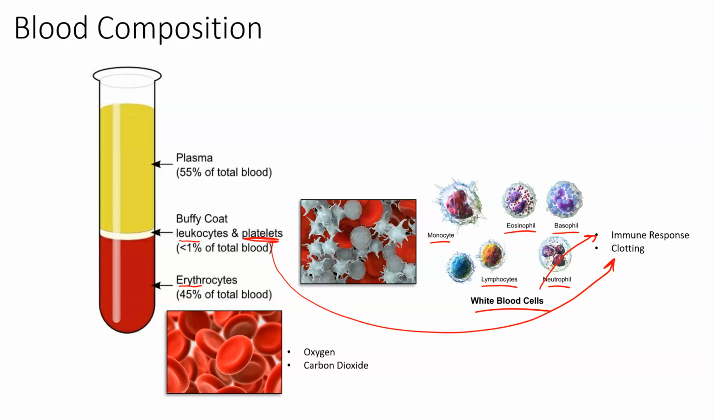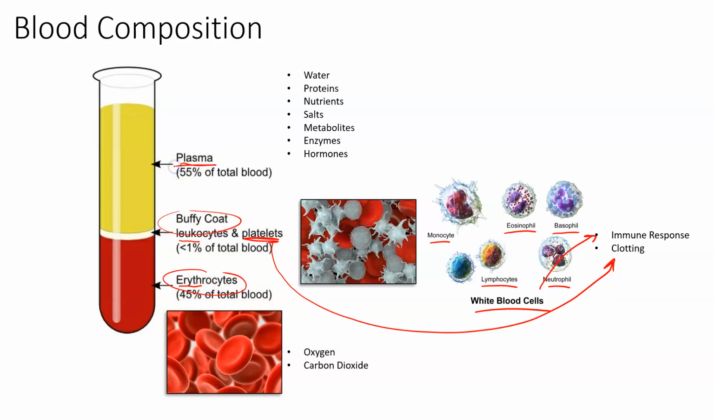Plasma is the third component of blood in this order, okay? But plasma makes up the most volume, the biggest composition of the blood by volume. And what is in plasma? It is not made of cells, okay? The erythrocyte layer, that would obviously be your red blood cells. Your buffy coat would be your leukocytes and your platelets.